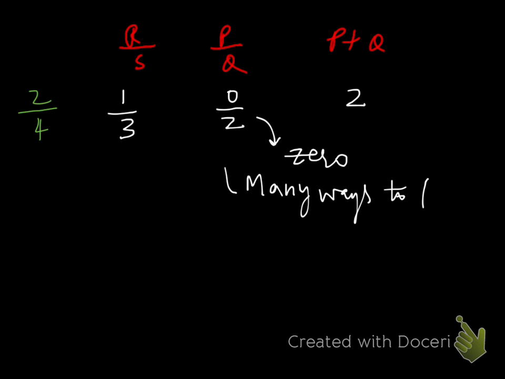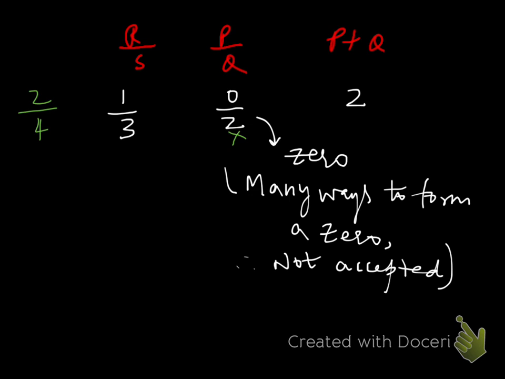0 can be had in many ways. If we were given p by q as 0, we were not sure if it was 0 by 2, or 0 by 7, or let's say 0 by 99. So we have to discard this value 0 by 2, because we were given the fraction p by q was 0, and we just assumed it to be 0 by 2. So we have to discard this value. Therefore, not acceptable.